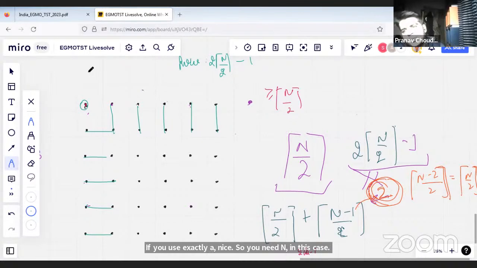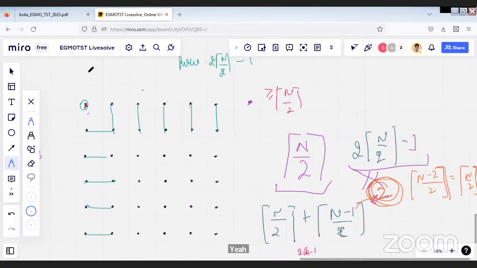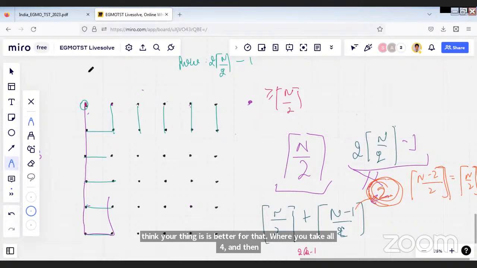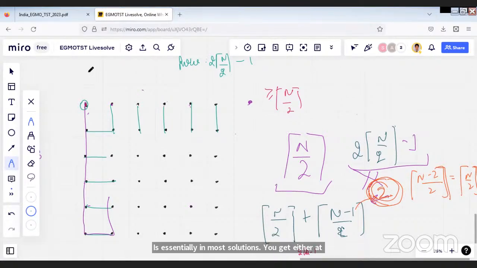Wait, I still don't get the proof. Wait 1 second. No, Atul, for odd, you can still take the first entire column as your first rectangle, like a 1 by n. All right. Okay, but you can eliminate such cases. That's why I was stuck on this case. I think your thing is just better for that, where you take all 4. Yeah, so essentially in most solutions, you get either at least n minus 2 or n minus 1. And you just analyze the equality case and improve the relevant points.